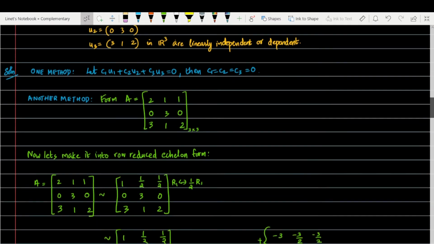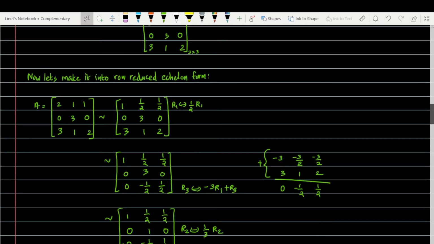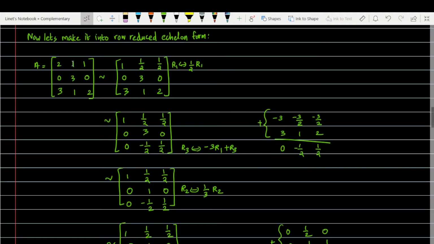Then you form the row reduced echelon form of this matrix. First, you divide the first row by 2 so that you make the first non-zero entry 1, right? And the rest of them remain the same. Then you have to make all the entries below that 1 zeros. Already you have a 0 there, so you have to make this one 0. For that you conveniently take the row operation like this: R3 becomes minus R1 plus R3. So R3 becomes 0, minus 1 by 2, 1 by 2, right?